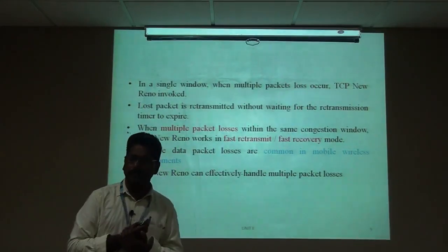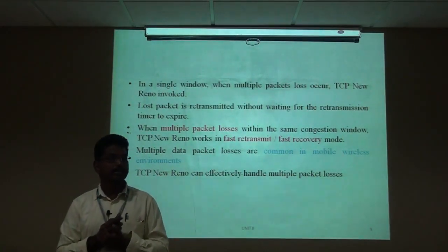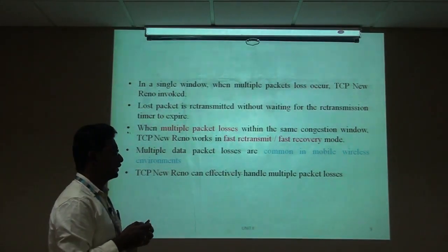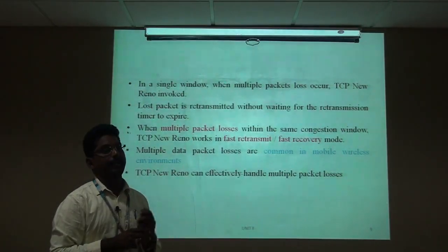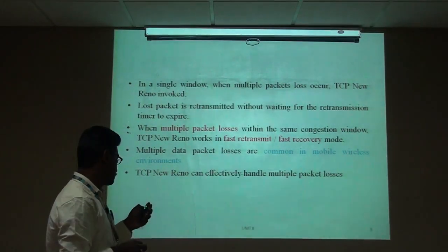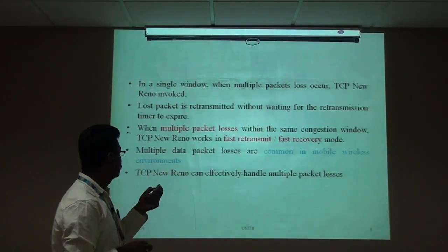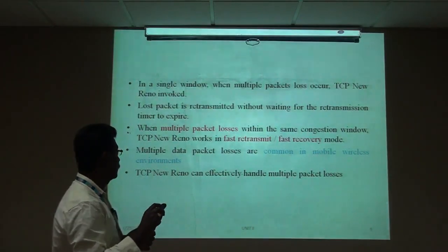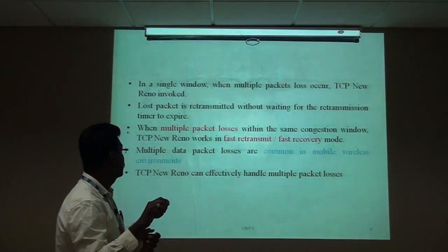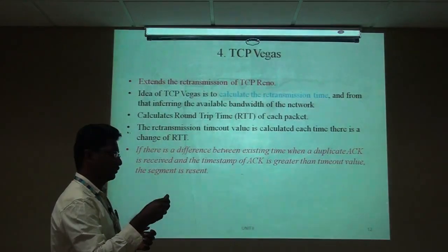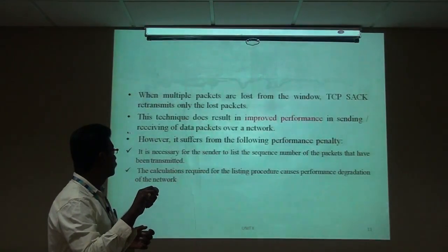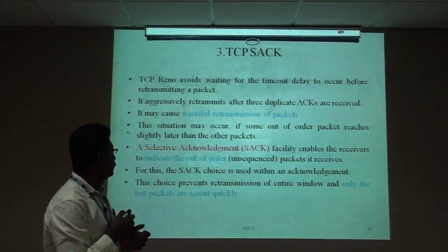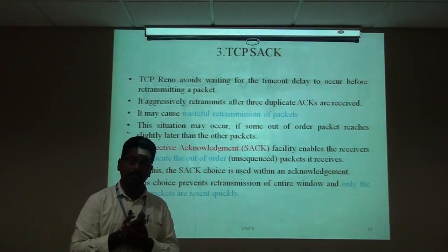Normally, multiple data packet loss is common in mobile networks, since multiple people communicate using the same base stations, and TCP Reno effectively handles the problem of multiple packet loss. And the third one is SACK, TCP SACK. Here SACK means selective acknowledgement.